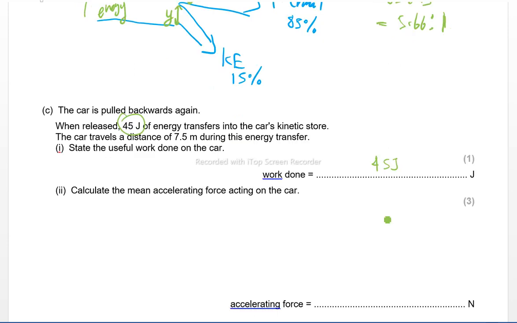Okay. Calculate the mean accelerating force acting on the car. It's not asking for the acceleration, they are asking for the force, right? So you know these equations. Work done equals force multiplied by distance moved in the direction of the force. Substitute into that equation, you get 45 here. You don't know the force. The distance is given in meters, 7.5. So F will be equal to 45 divided by 7.5. We'll use the calculator to get the answer.